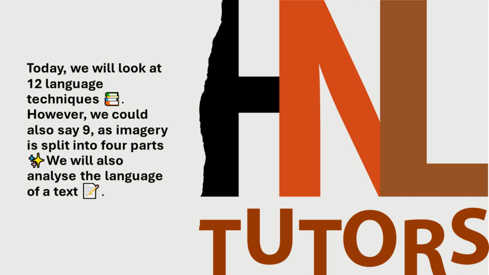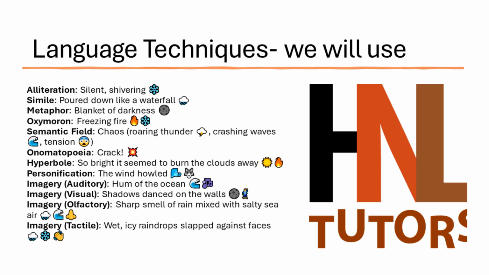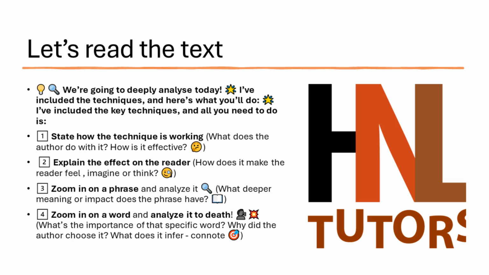Today, we'll explore 12 language techniques. However, we'll focus on 9, as imagery is divided into 4 parts. We'll also analyze the language of a text. Here are the language techniques we'll be using: alliteration, simile, metaphor, oxymoron, onomatopoeia, hyperbole, personification, and various forms of imagery, including auditory, visual, and tactile. And let's read the text and analyze it deeply.